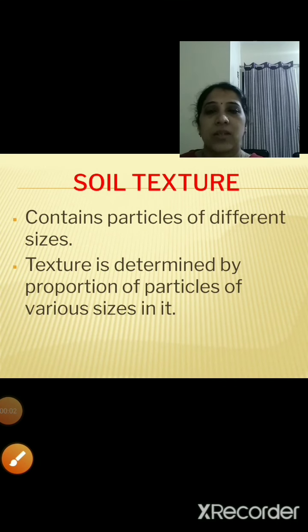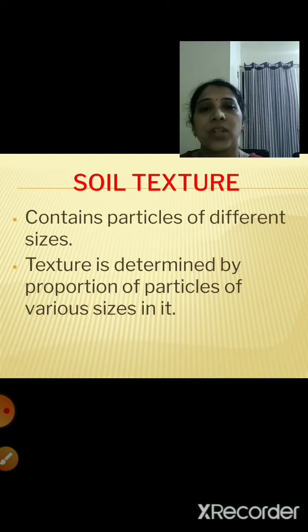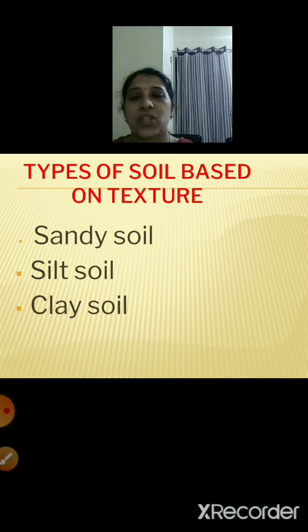The texture of the soil contains particles of different sizes. The texture of the soil is determined by the proportion of the particles of various sizes in it, right children? Now we'll see the different types of soil based on the texture. In your syllabus they have given three types of soil, that is sandy soil, silt soil and clay soil. These are the three types of soil which we are going to study based on the texture.